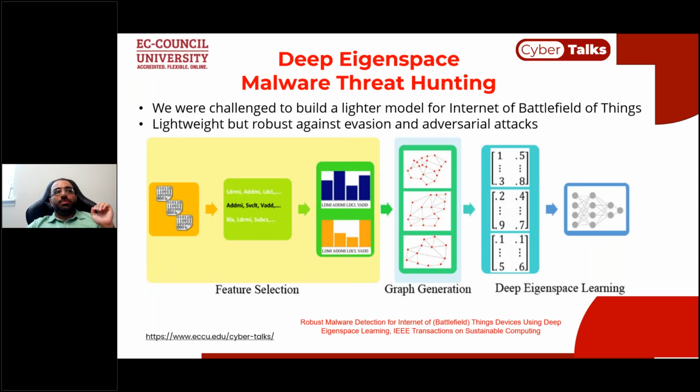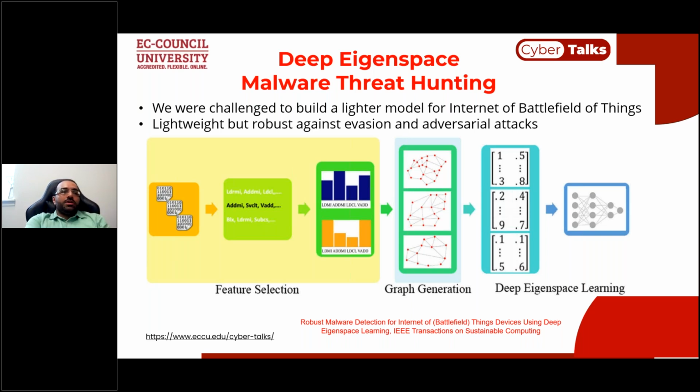Plus, we need to make sure that the system that we have provides some degree of robustness against evasion and adversarial attacks, right? These are the common attacks that you see used by adversaries to bypass machine learning based solutions that are used for detection and protection. So we had these two aims in mind: to make it the lightest that we can, and then make it robust against evasion and adversarial types of attacks.